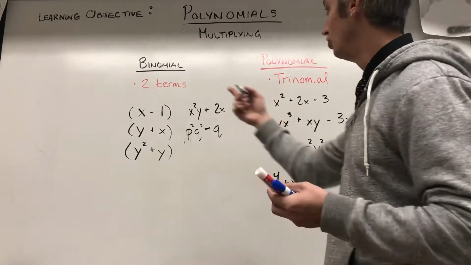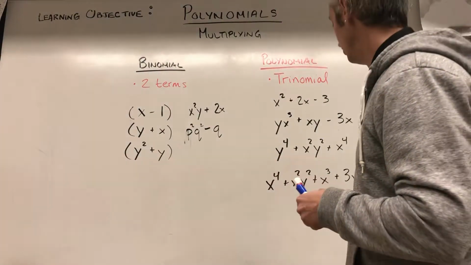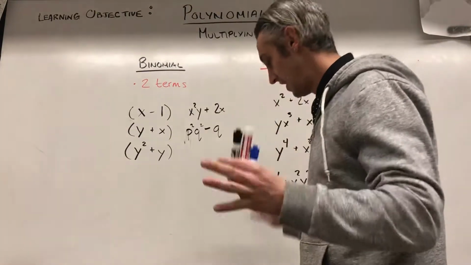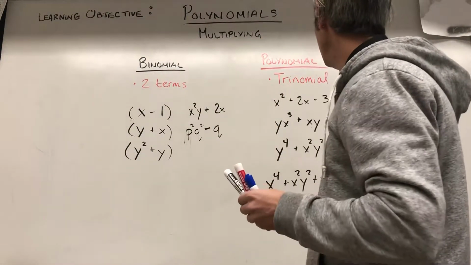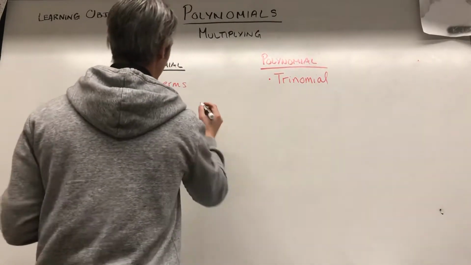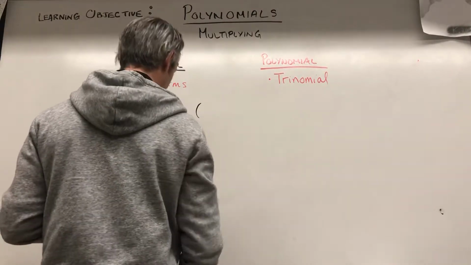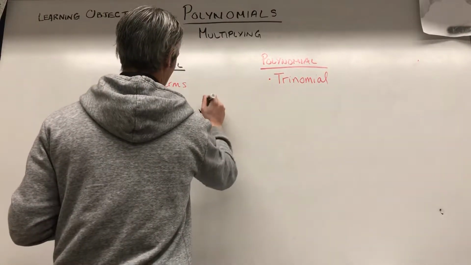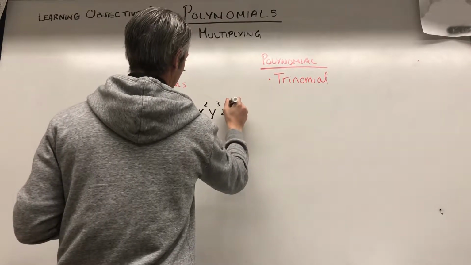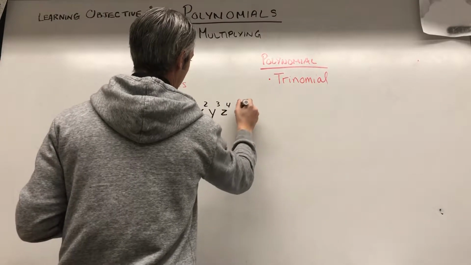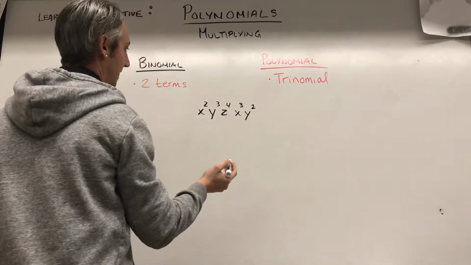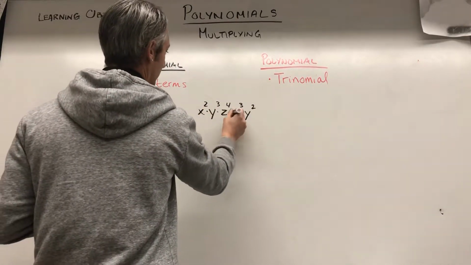It's got more than 2 terms separated by addition or subtraction operation signs. Okay, so now that's that. So you know what this means, as I erase these, is something like x squared y cubed z times 4 x cubed y squared. Okay, all multiplied by each other here.